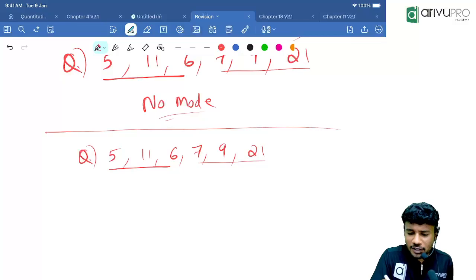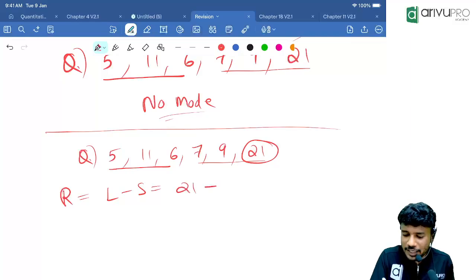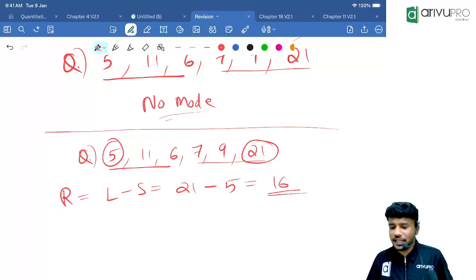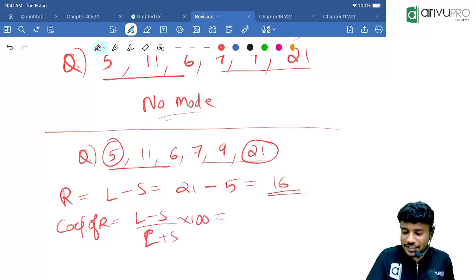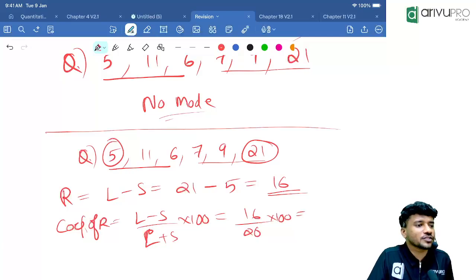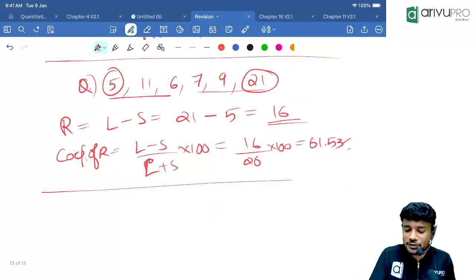The range. Can anyone tell me what the range is? Largest minus smallest. What is the largest? 21 minus 5, which is equal to 16. So the range is this much. Can anyone tell me the coefficient of range? Largest minus smallest divided by largest plus smallest into 100. That is 16 divided by 26 into 100, which is 61.53%. So the coefficient of range is also completed.